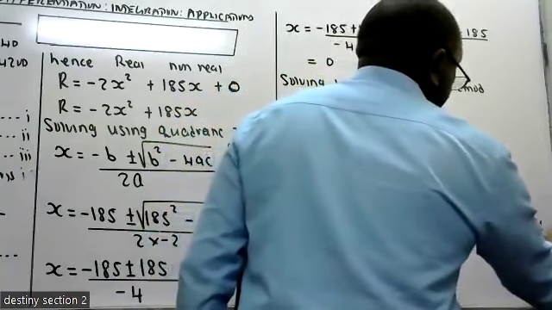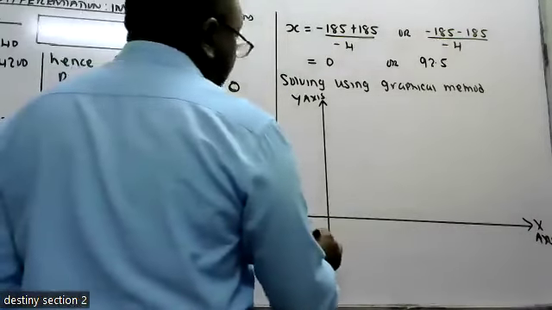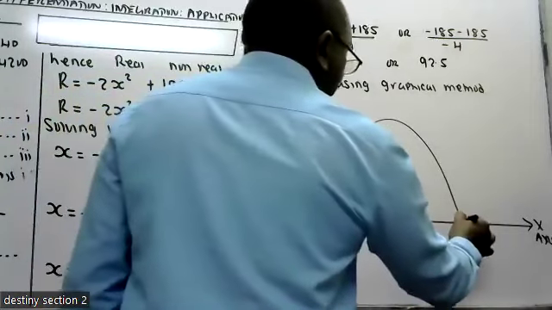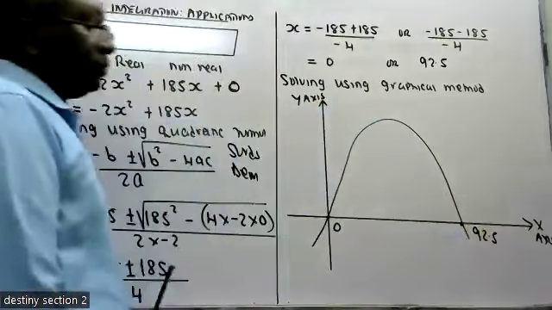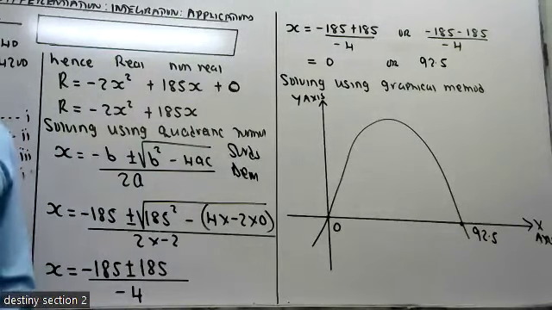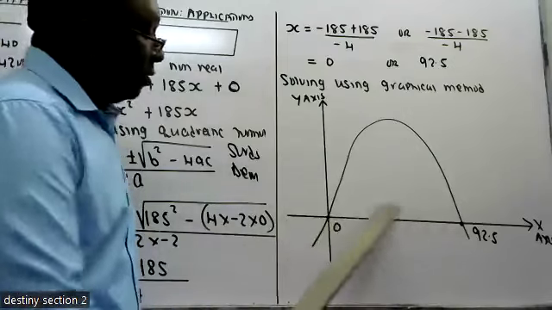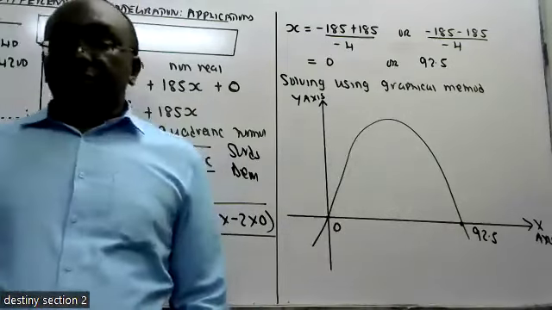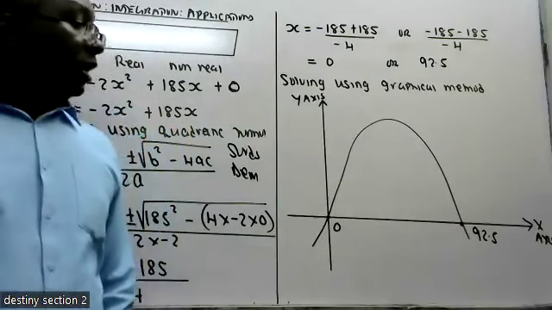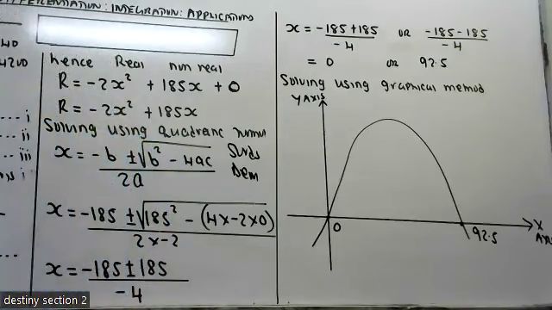This is the x-axis. Then this curve will come and touch like this. So this is 0, 0 and this is 92.5, 0. So when you solve using the graph and you have plotted, where it touches the x-axis, those are the answers. I hope you can remember those graphs I used to draw in trigonometry, the cosines, the tangents, and so on. So that is all about that.